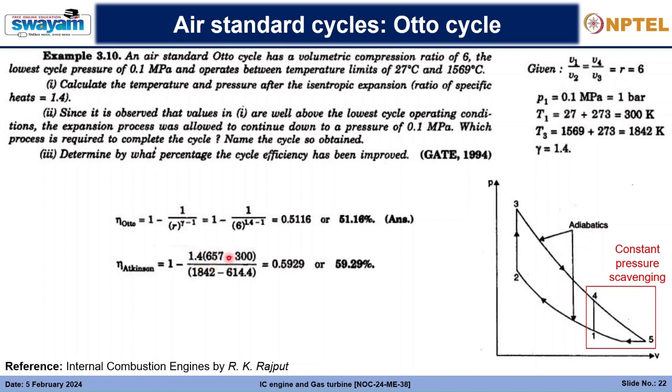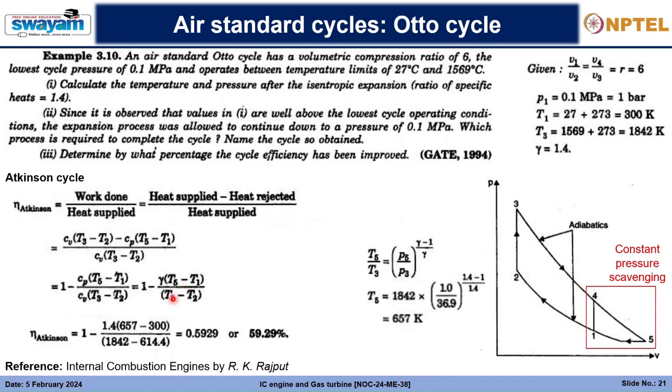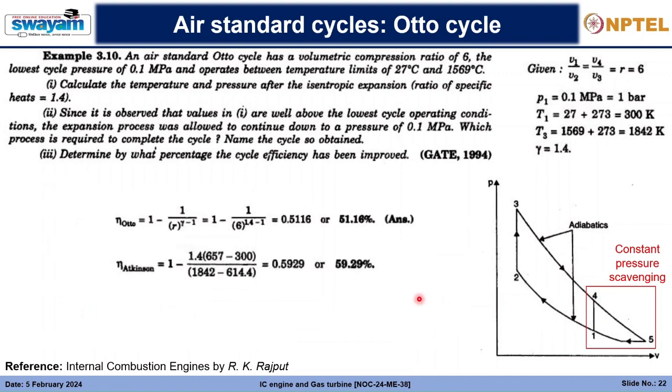The difference between the temperature, so here you find T5 minus T1, so T5 minus T1, eventually T4 minus T1 would be a little bit different than T5 minus T1. Accordingly, not only the gamma is affecting, but the temperature differences are affecting. That's why the overall case is the Atkinson cycle has a higher efficiency of 59.29 and the Otto cycle has 51.26. So you find the answer.